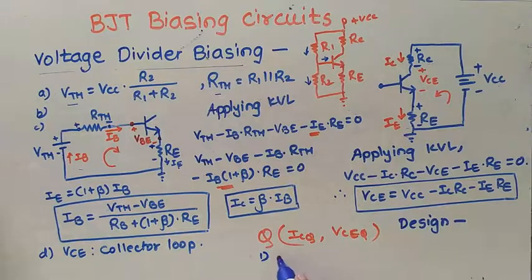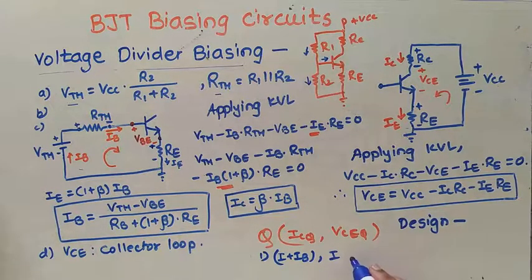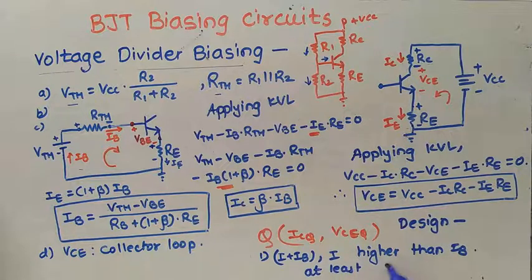So the current in R1 is I plus IB and the current in R2 is I. These currents should be higher than IB. And how much higher? At least 10 times more, meaning this current and this current should be at least 10 times more than the base current IB. Then the second design step we have to consider.